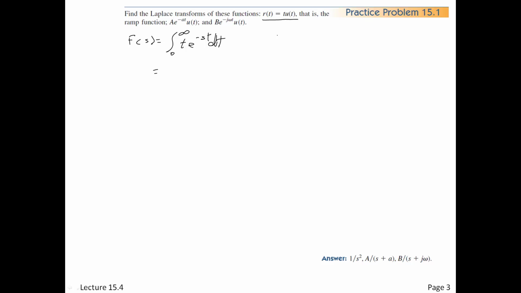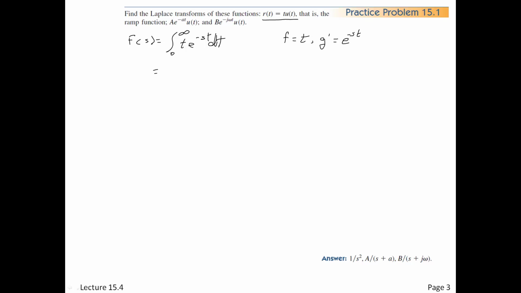I'm going to call them two functions, f equals t. That's the function t. And the second one that I'm going to need, I'll call g, but it's actually going to be the derivative of g. I don't know if you remember that notation, but we'll use it anyway. That means the derivative. And I'm going to say the derivative of g is e to the minus st.